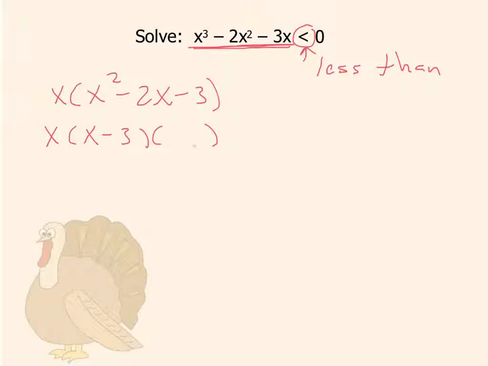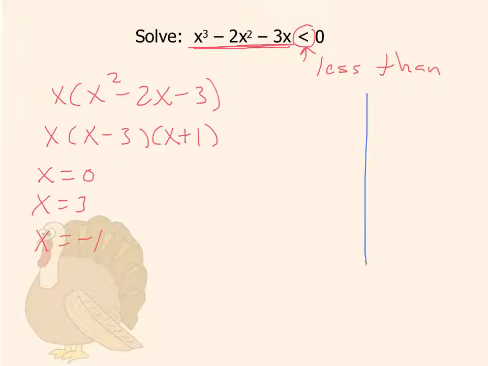And I've got this cubic split up as its 3 linear factors. And I can set each one of those equal to 0 to get the x-intercepts, or the zeros: 0, 3, and negative 1. Now this is significant because I want the x values that make this polynomial less than 0. I found here the 3 x values that make it equal to 0. So I know where the graph is changing directions.